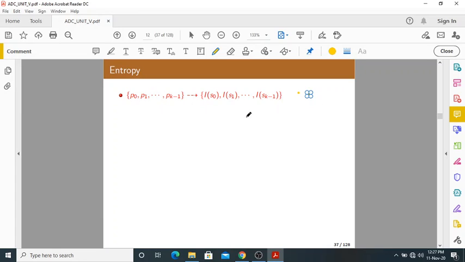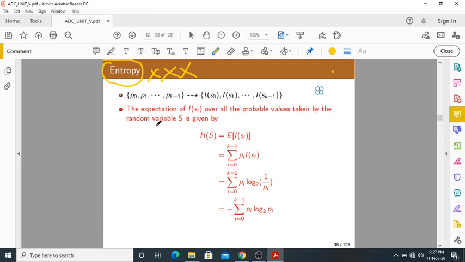And so what is this? I of S0 is what? Information gained from the occurrence of the first symbol whose probability is P0. What does this indicate? Information that we get from the occurrence of the second symbol whose probability is P1, so on and so on. Okay. Now, what is entropy? That is called H of S. What is H of S called? Entropy. It is denoted as H of S.